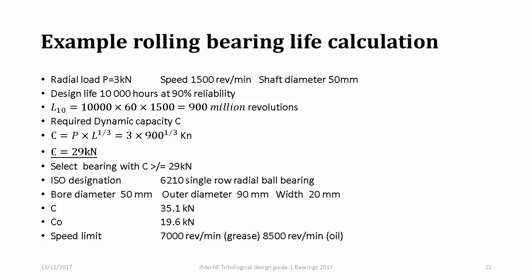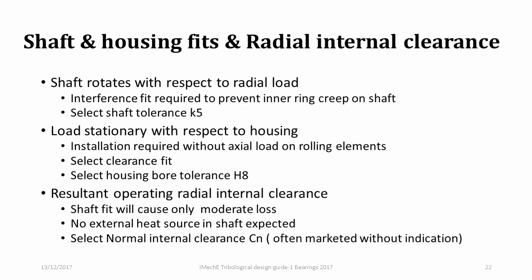So this bearing is suitable for the proposed application. Just to go back to the shaft and housing fits and the radial internal clearance again, it's very important to emphasize this: if the shaft rotates with respect to radial load, we need an interference fit. And in this case, we're going to use shaft tolerance K5.